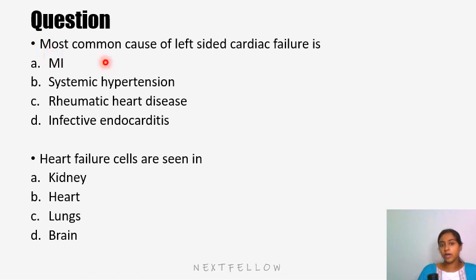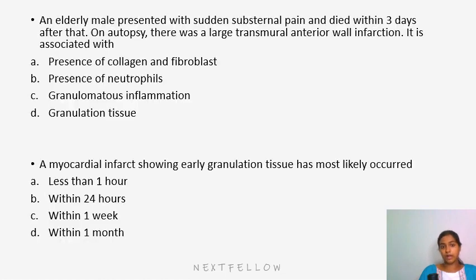Okay, the most common causes of left-sided heart failure. So we have seen the most common causes of left-sided heart failure are related to the heart. In that, the most common cause is ischemic heart disease. MI is one of the ischemic heart diseases. So the answer is MI. Heart failure cells are seen in which type of heart failure? Left-sided heart failure. These are seen in the lungs. These are nothing but hemosiderin-laden macrophages. So the answer is lung.